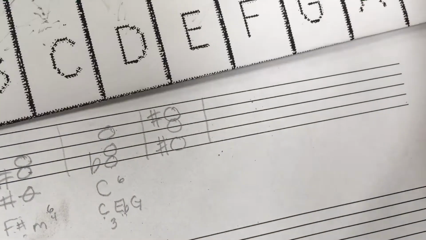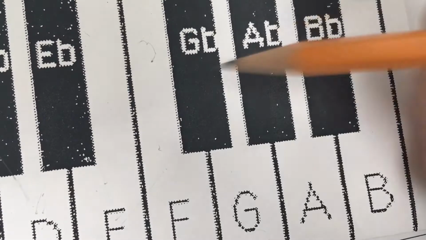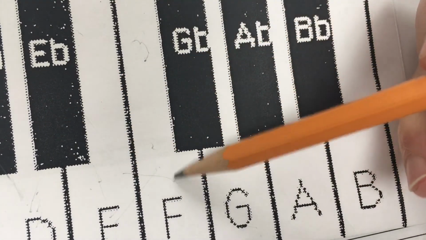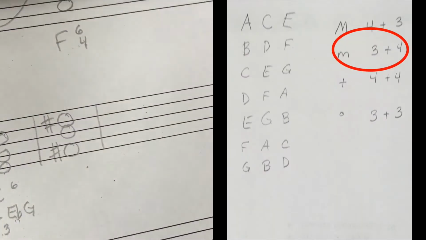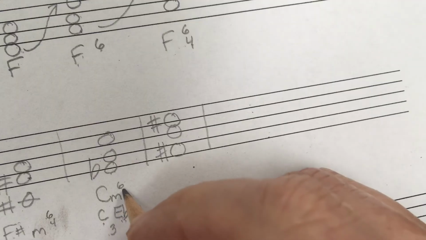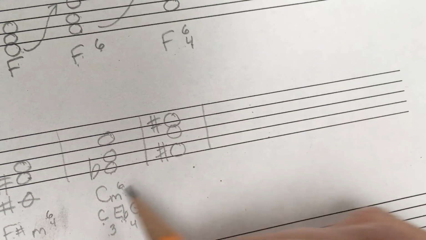Okay, let's find the distance between E flat and G, between our third and our fifth. 1, 2, 3, 4. 3 plus 4 is the formula for a minor triad. So we have a C minor in first inversion, and that's indicated by a little 6.